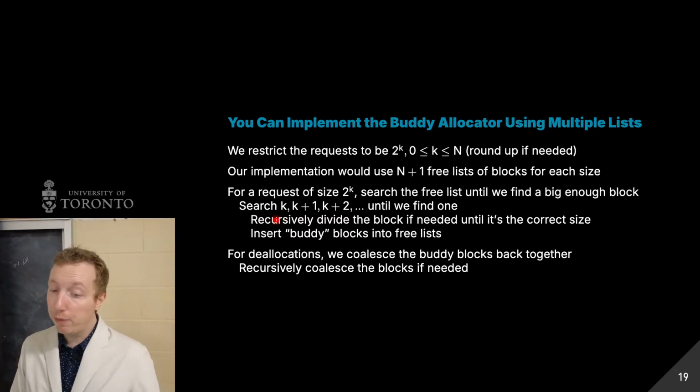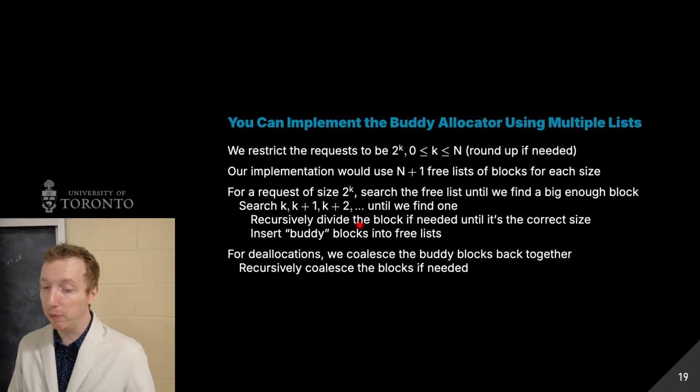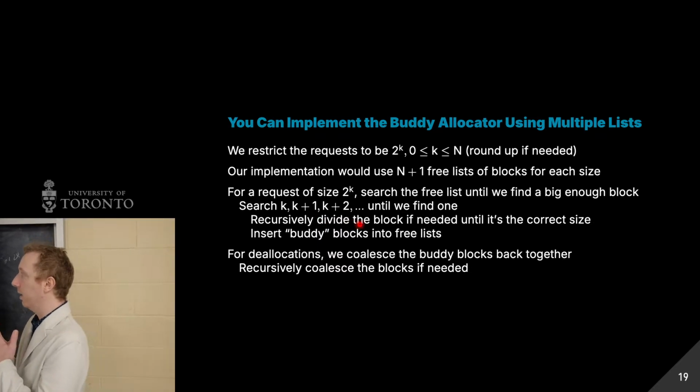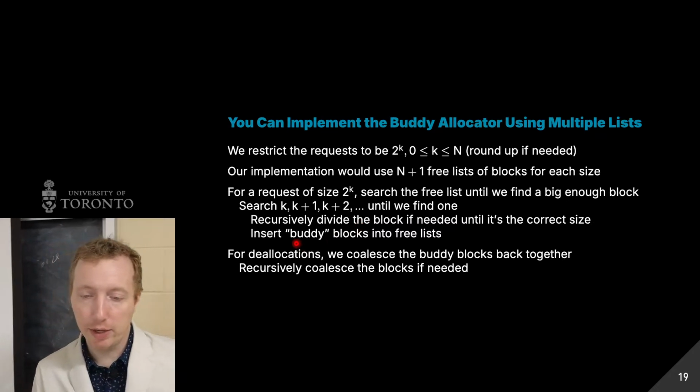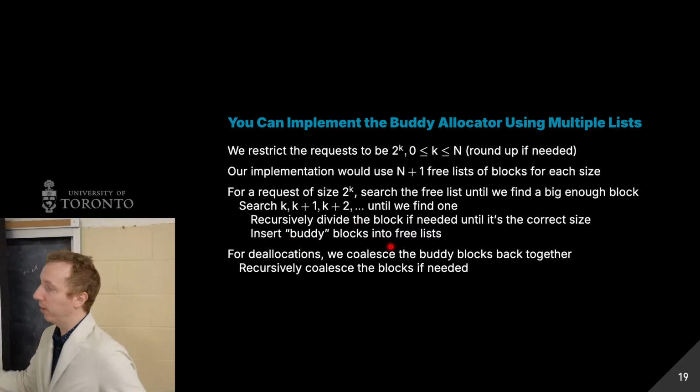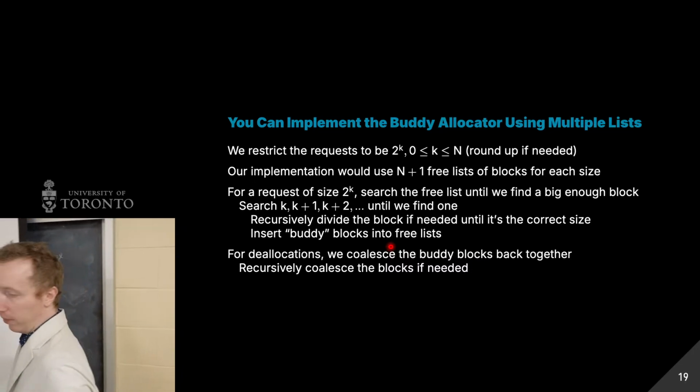Then, if we have a bigger block than before, we recursively divide it in 2 until it's the correct size. And then you insert the buddy blocks onto the free list. So we'll have an example of this as well.